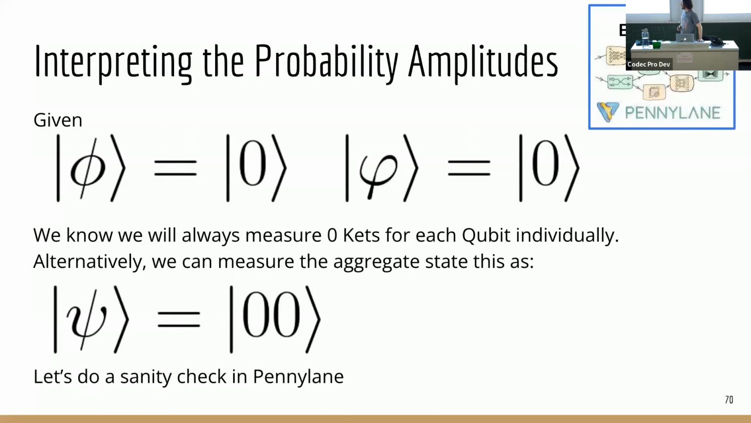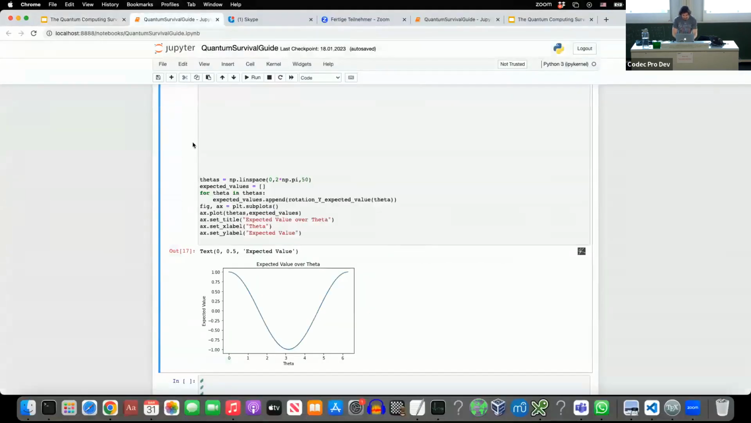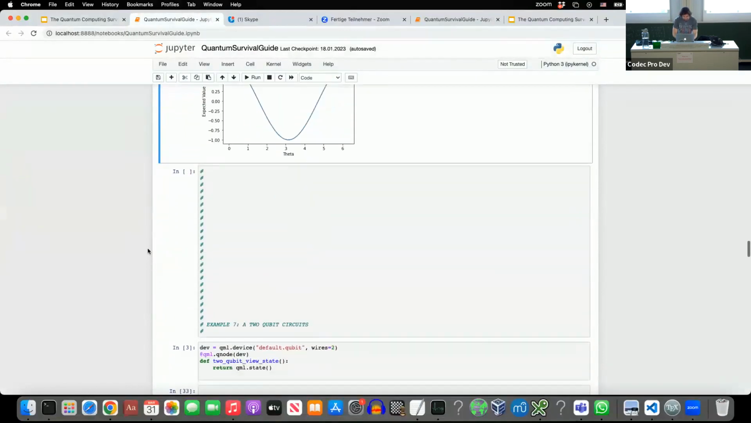So from this example, we can see that if we start with a qubit system where one qubit is the 0 ket, and the other qubit is the 0 ket, then the aggregate state is the 0, 0 ket. So this should not be all too surprising. But let's do a sanity check in Pennylane just to make sure that the simulator is doing what we expect.